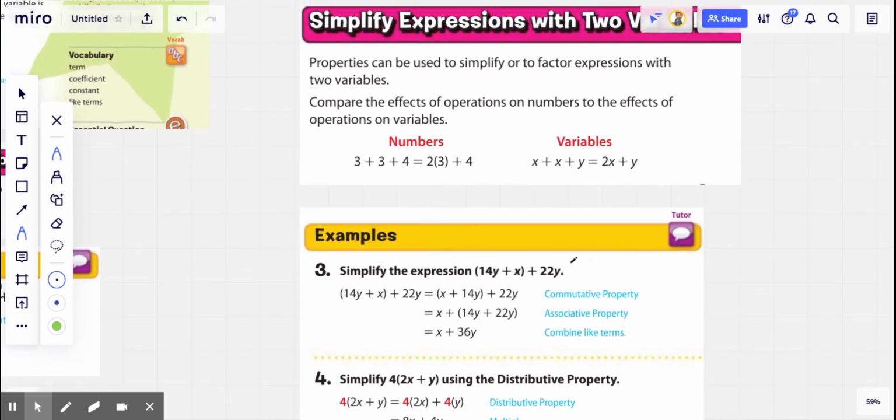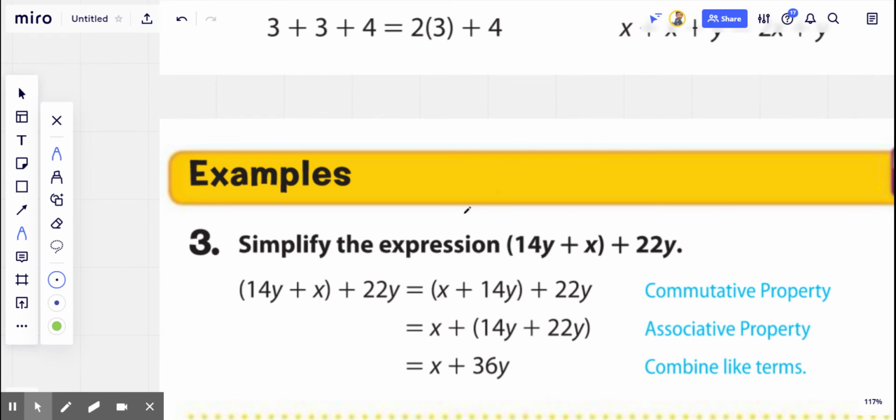Simplify the expression 14y plus x plus 22y. Here they have our original expression, and they just rewrote it using the commutative property. It doesn't matter which way they rewrite it. So they did x plus 14y plus 22y. Then they used the associative property by grouping the like terms together. These are the like terms, because they're both y's, and then there's x. When we add 14y plus 22y, that's going to be 36y, plus x.